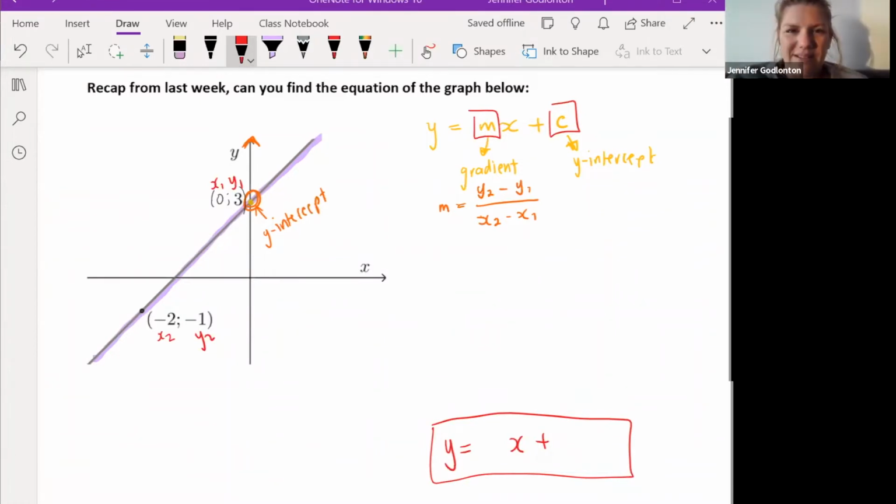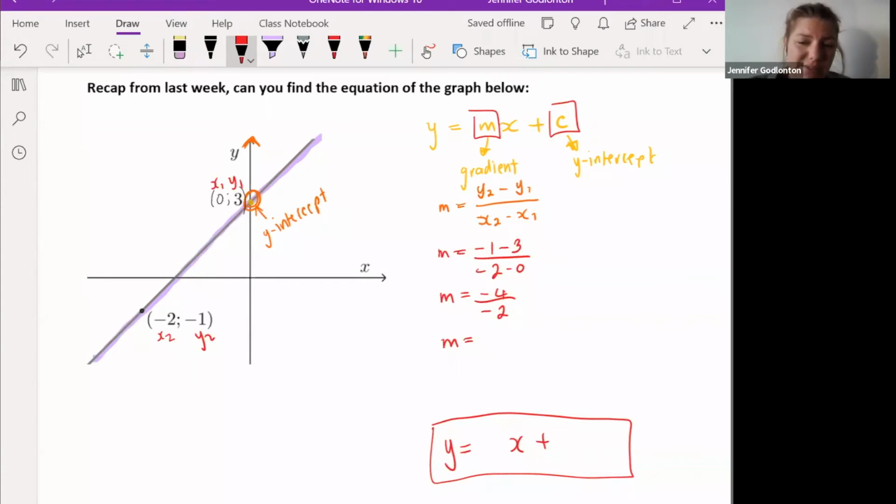Okay, ma'am. So the next step, you're going to say m equals -1 minus 3 over -2 minus 0. That's going to give you m equals -4 divided by -2. So what does that make my m? M equals 2. Good, because a negative and a negative is a positive, and 4 divided by 2 is 2. Excellent. So what is my full equation going to be? y equals 2x plus 3.